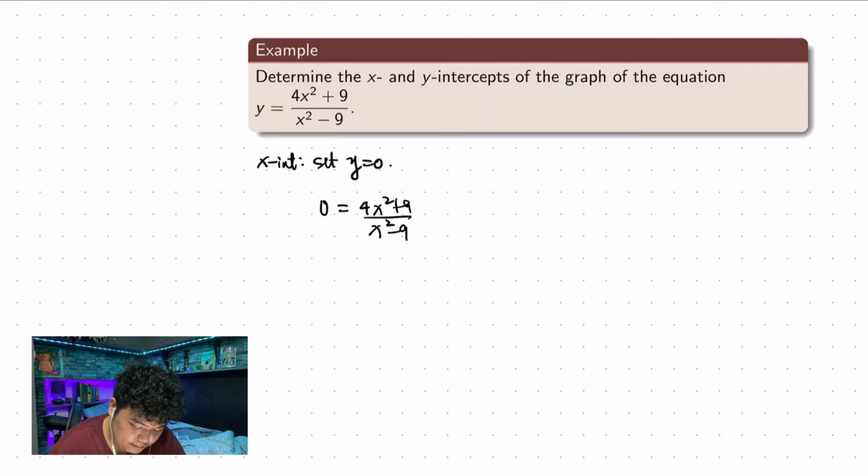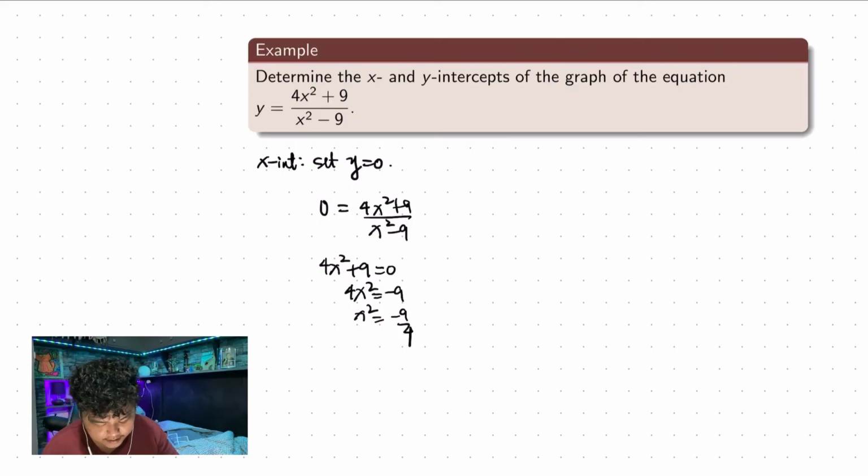So, cross-multiply, 4x squared plus 9 is 0. Lalabas na 4x squared equal to -9 or x squared is -9/4. Kaso, ang mga values ng x natin dito reals. Ang x-intercept ay real. So, in-square mo, naging negative. So, no real x will satisfy this one. So, ibig sabihin, wala kang x-intercept pag ganyan ang nangyari.